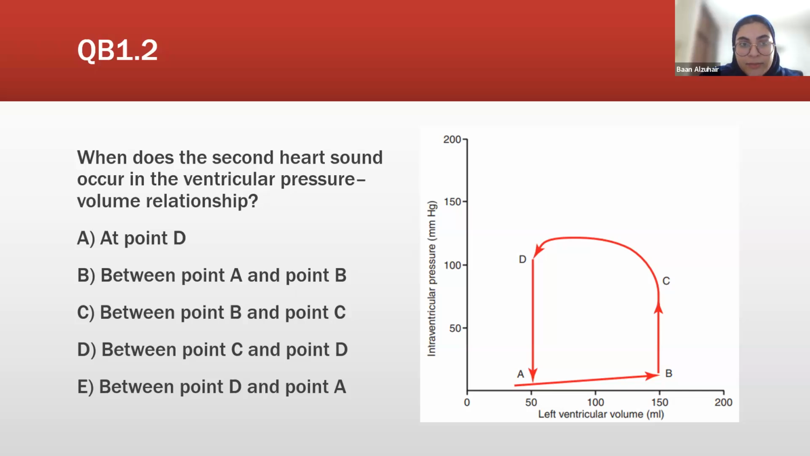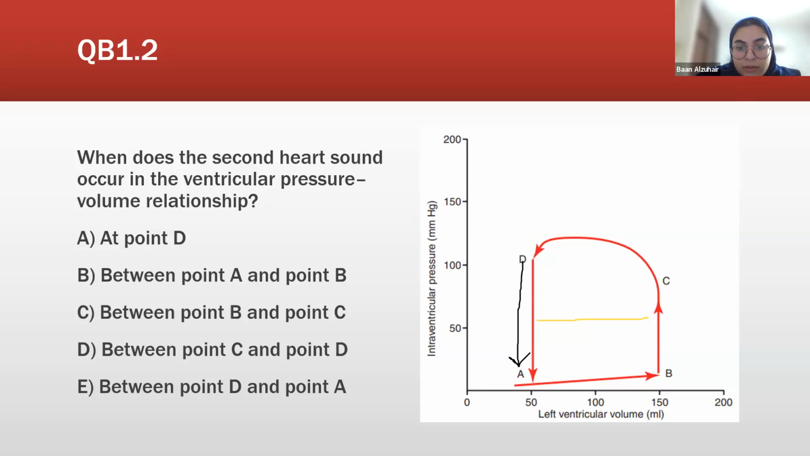It's at point D. Let me see if I can annotate. Okay, so this right here is the stroke volume. Let me change the color. The color is ugly. Okay, here from D to A, this is isovolumetric relaxation. It means that the heart is relaxing without any change in volume. Iso means same, okay? This is isovolumetric relaxation.